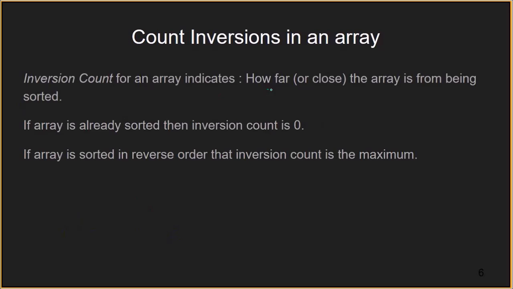Inversion count actually tells us how far or how close the array is from being sorted. So if the array is completely sorted, there will not be any inversions in the array and thus the inversion count will be 0. However, if the array is sorted in reverse order, the inversion count will be the maximum possible inversion count value for any array of that size.